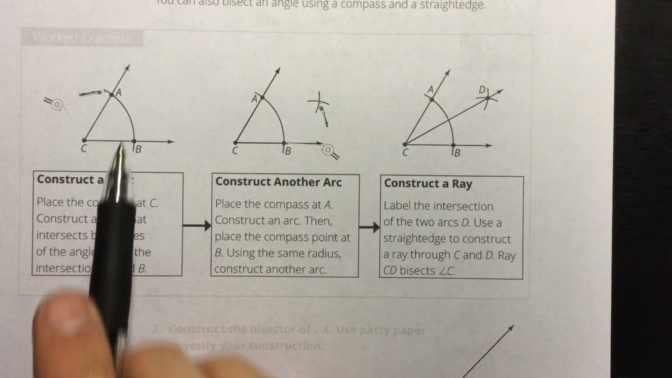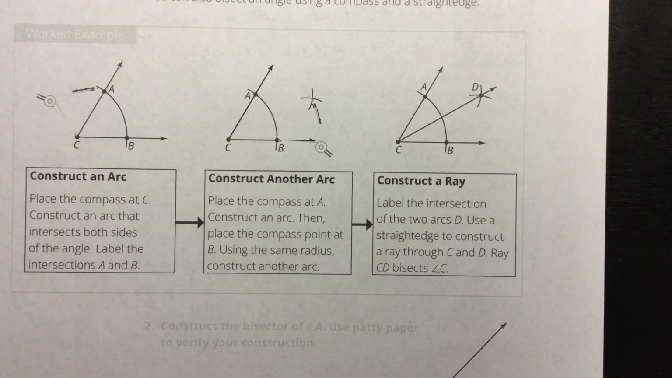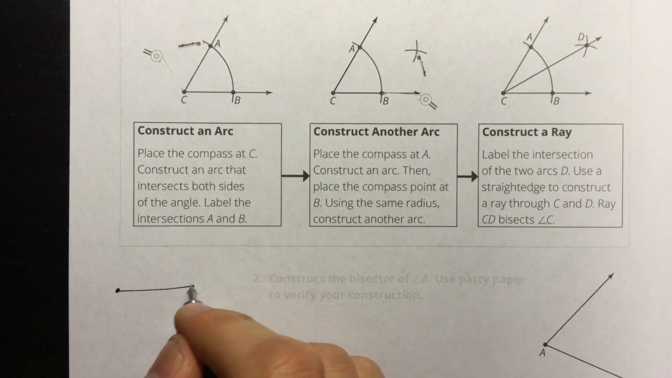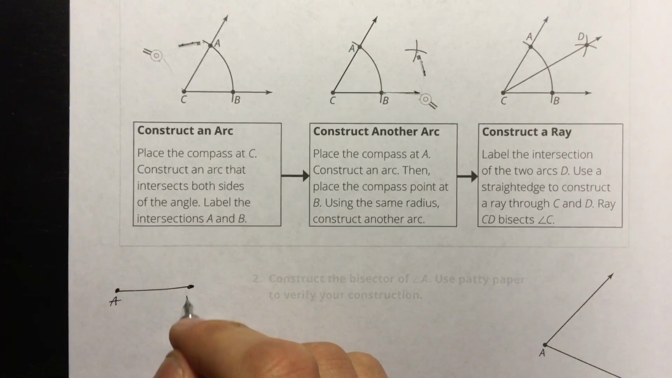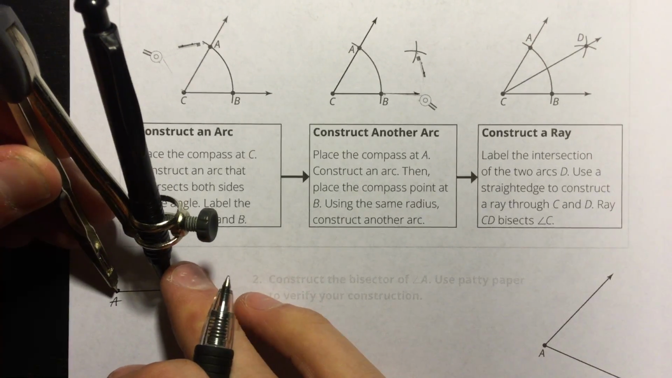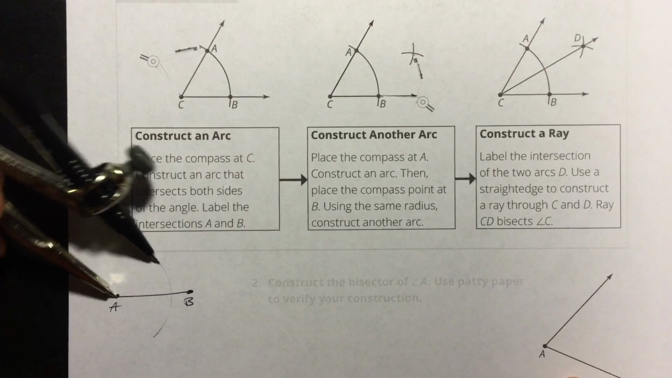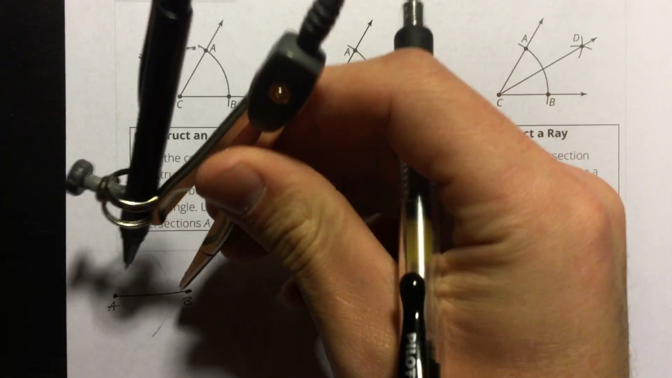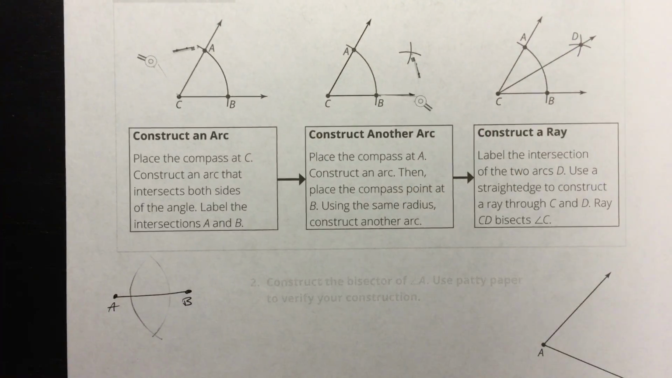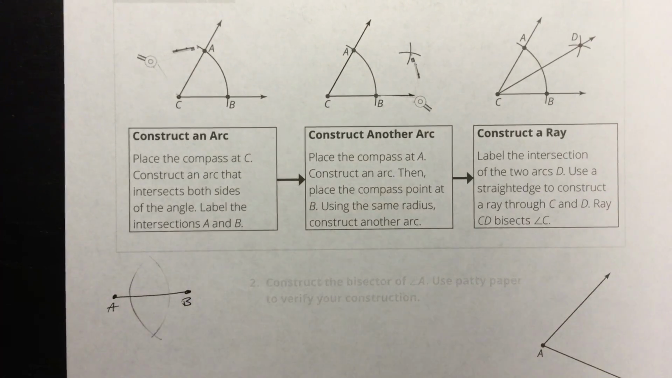So okay, now I have my intersections. And then from the intersections, we're just doing like we would a perpendicular bisector. If you remember, with a perpendicular bisector of a line, if I have A and B, I put my point on A and construct an arc that is farther than halfway. I do the same thing, putting my point on point B and constructing another arc. Then where the two arcs intersect, you draw a line through those, and that is the perpendicular bisector.